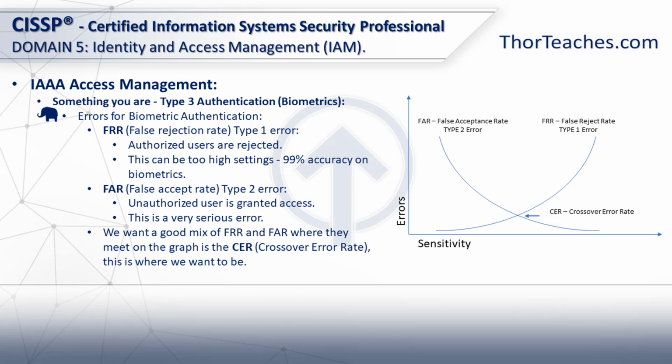In the graphics over here on the right, you can see on the two axes we have the sensitivity of the reader and the number of errors. And where we really want to be is that CER, or the crossover error rate. If we have too little sensitivity, we have a lot of type 2 errors. If we have too much sensitivity, we have a lot of type 1 errors. So just like so much else in IT security, we find the right mix that matches our organization, that's not too inconvenient to employees, and doesn't grant access to people we don't want inside our facility or on our systems.